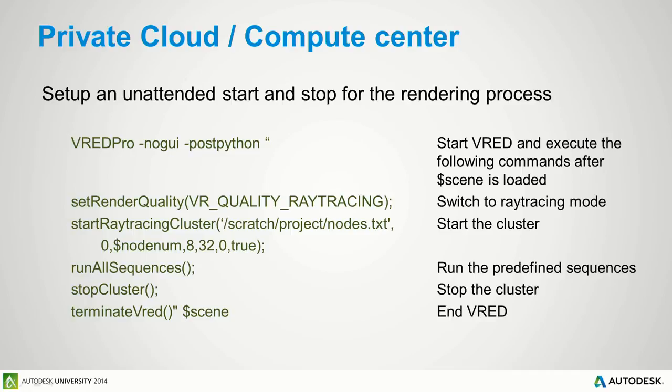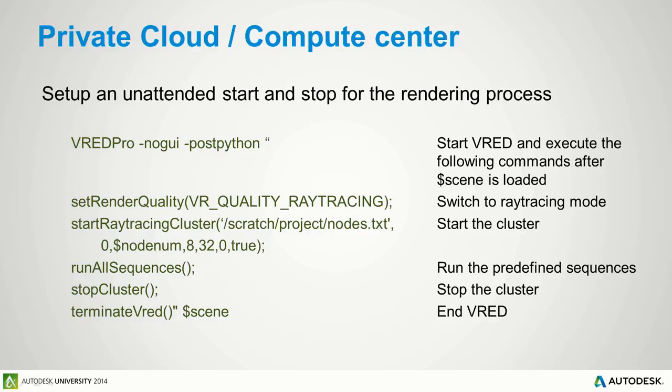The other parameters are just if you use direct connect, the tile size, if we use compression, supersampling, and all those things. Of course, we don't use compression because it's just online. And $node_num is just the number of nodes. This is the value for the parallel channels. Then we run all the predefined sequences. When this is done, we stop the cluster because our job is done. And when this is done, we terminate VRED.